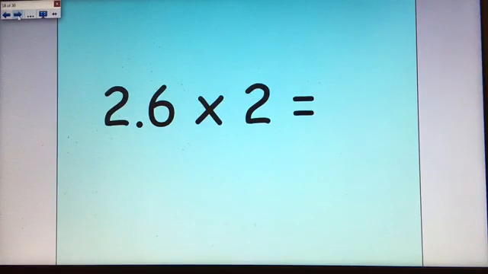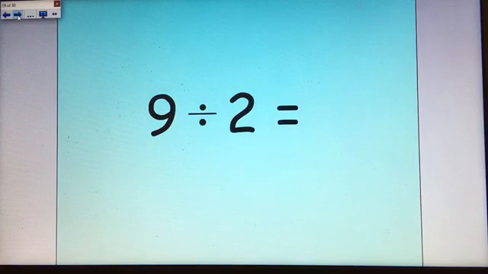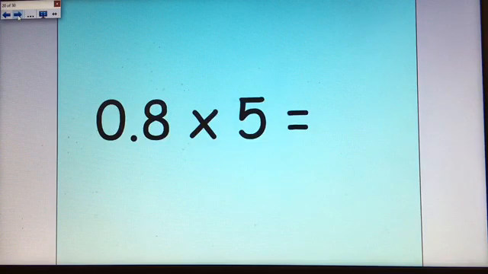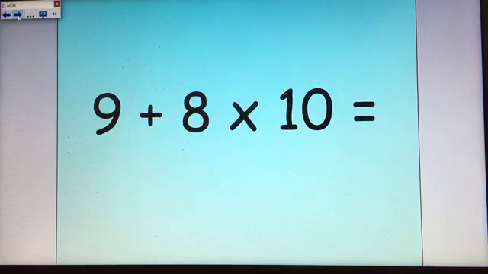2.6 times 2 is 5.2. 9 divided by 2 is 4.5. 0.8 times 5, 4. 9 add 8 times 10 is 89.